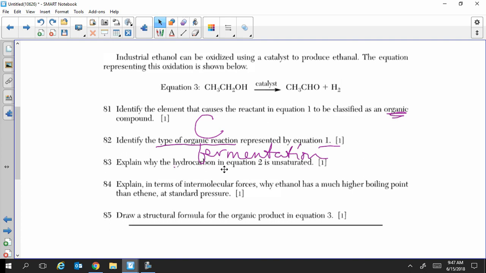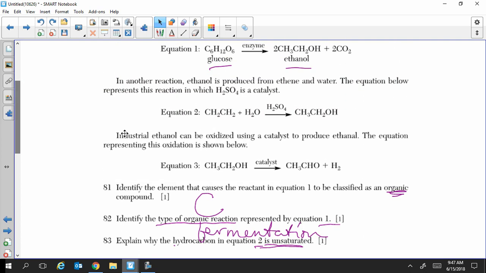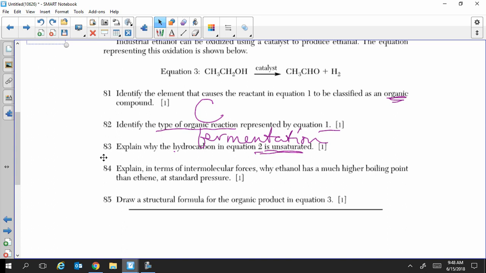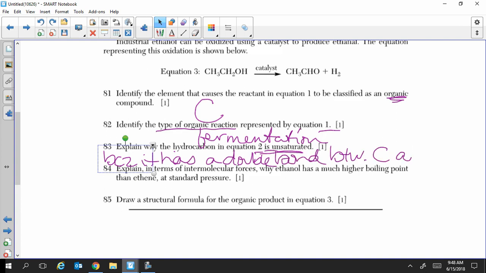All right, explain why the hydrocarbon in equation 2 is unsaturated. If it's unsaturated, it does not have single bonds. So here's equation 2. Here's my reactant, CH2, CH2. So C with 2 H's and a C with 2 H's. I know carbon needs 4 bonds, so that's a double bond. So it is unsaturated because it has a double bond between the carbon atoms.